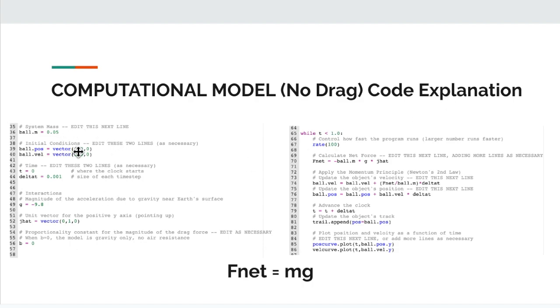The initial conditions were inputted into the code. Here is the mass, the position, and the velocity vectors, and the gravity was stated to be minus 9.8. The coefficient of drag was 0 because it's the computational model with no drag, and of course the equations here were changed to match those of Newton's second law. Hence, the net force was directly assigned to simply weight. Net force is only mg.